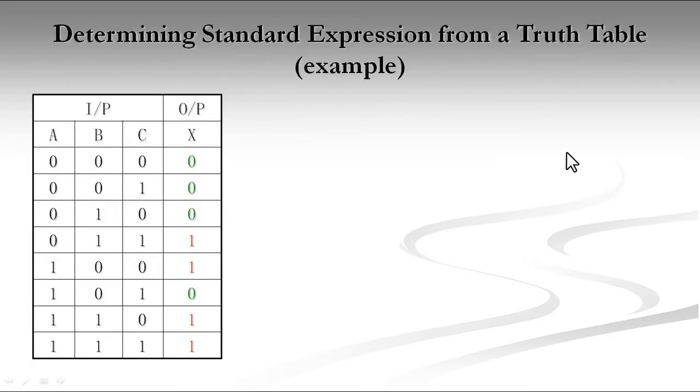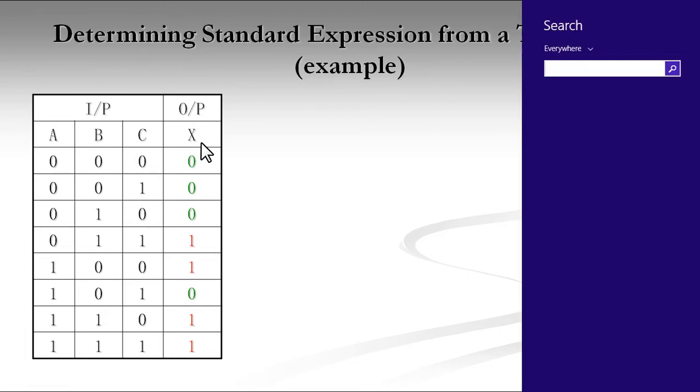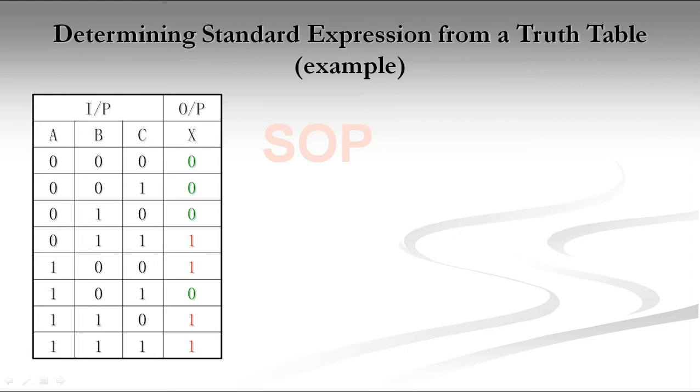Now consider the table. You have to write both the minterm and the maxterm values, that is the SOP and POS expression, for the given truth table. Pause it and write it. Input combinations are ABC, output is X. So take your time. I hope you have written it.